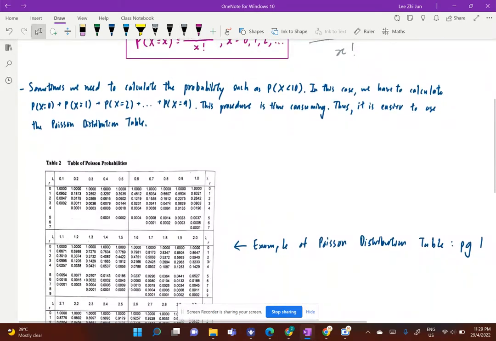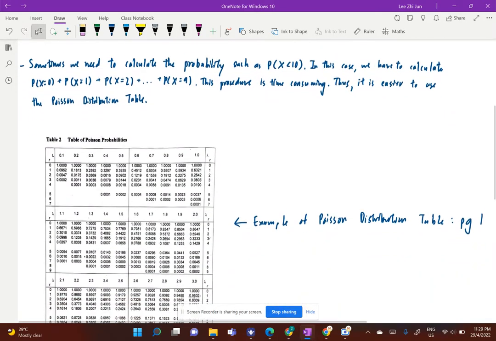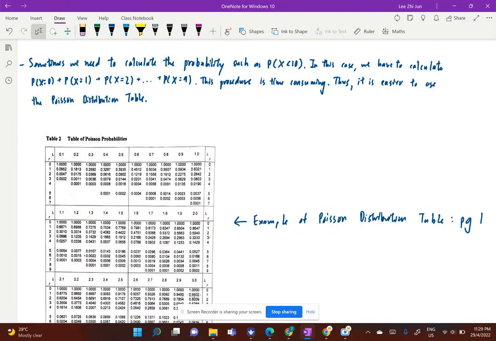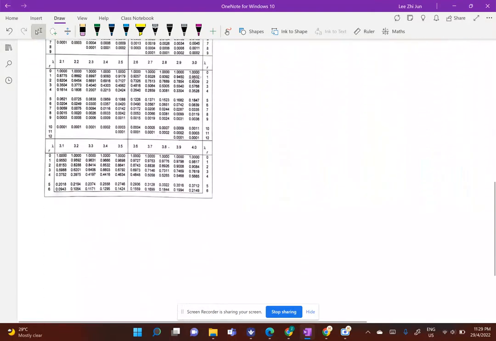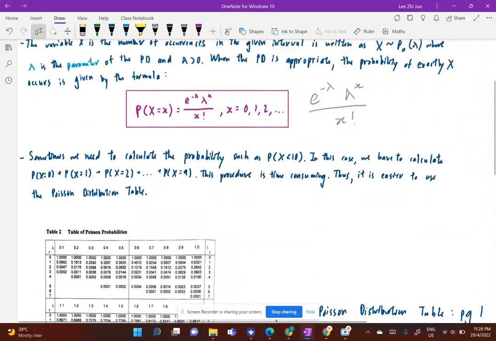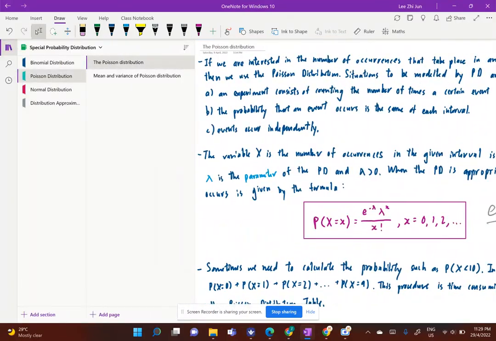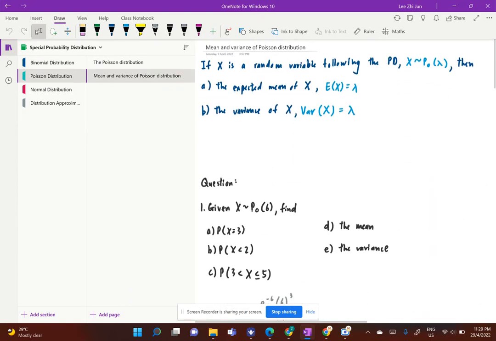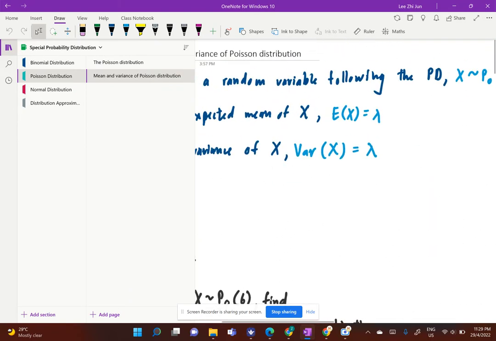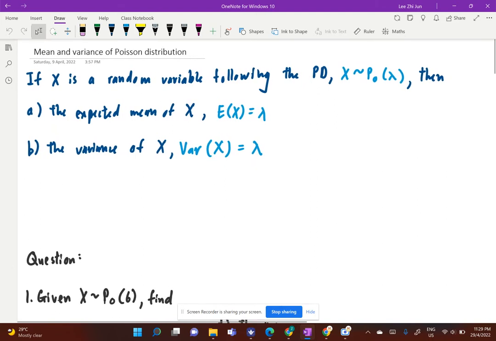So here is the example of the Poisson distribution table. The table has many pages, so this is page 1. If X is a random variable following the Poisson distribution, then the expected mean of X will be lambda and the variance will also be lambda.